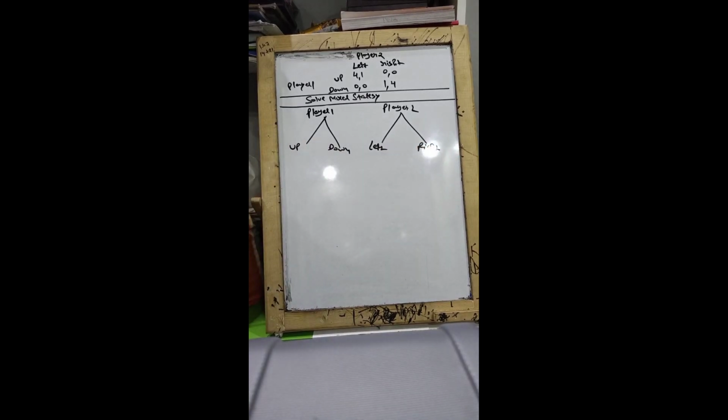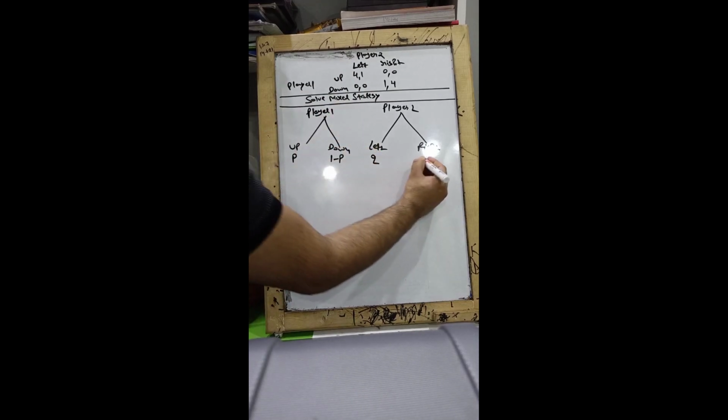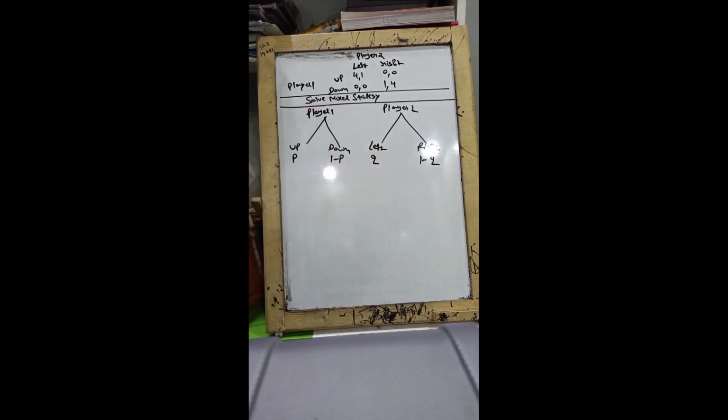Now guys, we will assume that player 1's probability of going up is say P and going down is 1 minus P. You can choose any alphabet. Player 2's probability of going left is say Q and going right is 1 minus Q. Now please be careful, see what I am doing. If you can catch this, you will be able to solve mixed strategy Nash equilibria very convincingly.